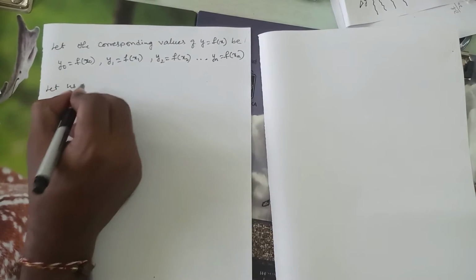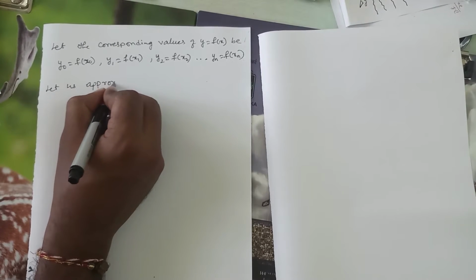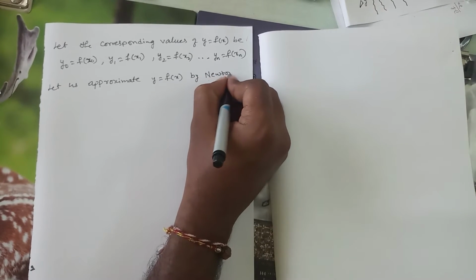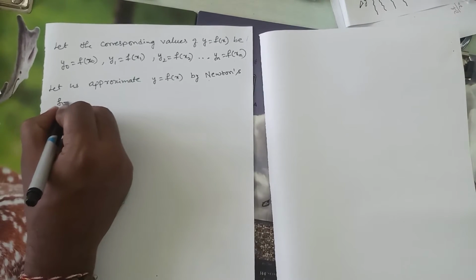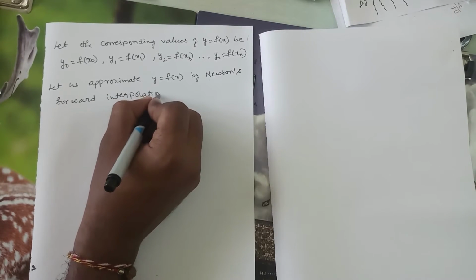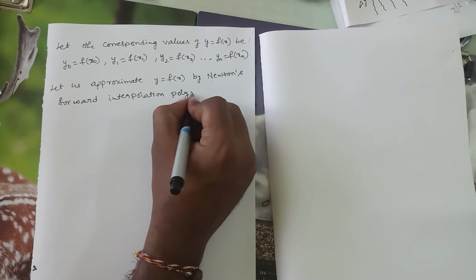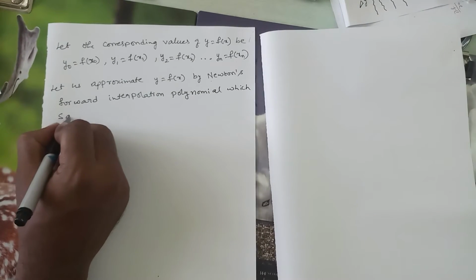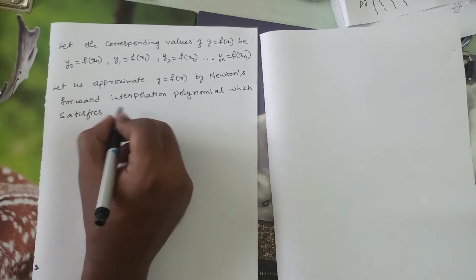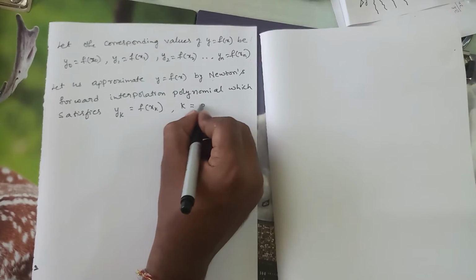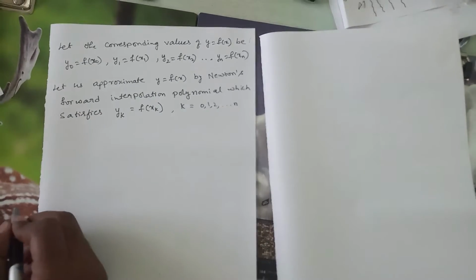So let us approximate y equals f of x by, for convenience I am taking Newton's forward interpolation polynomial, which satisfies y suffix k equals f of x suffix k, where k equals 0, 1, 2, 3 up to n.